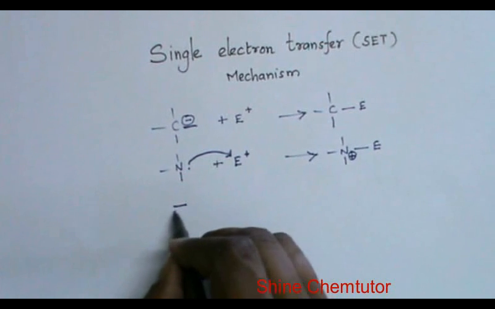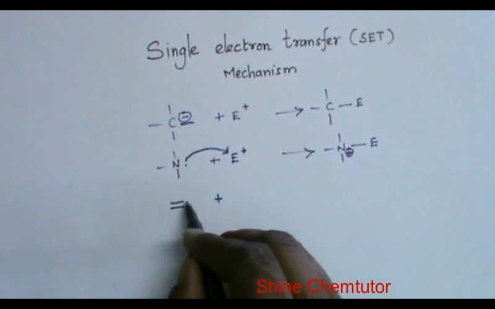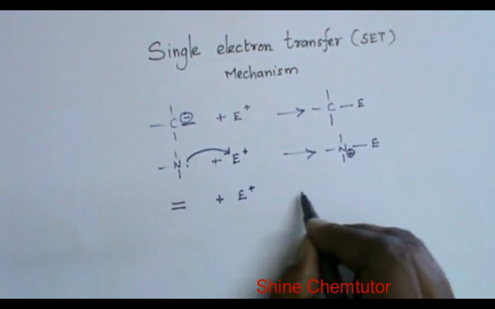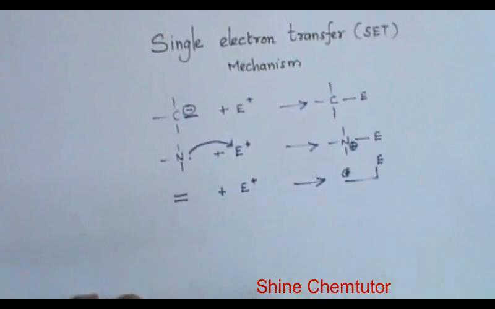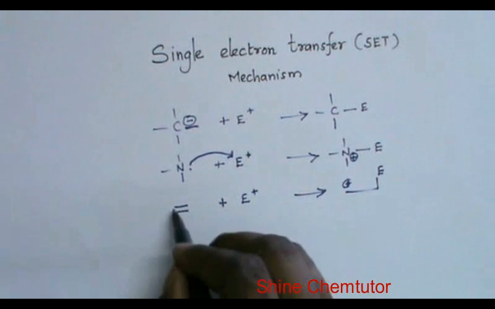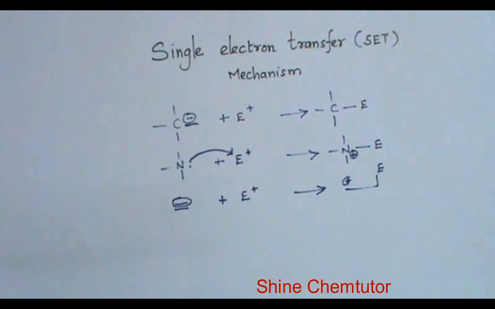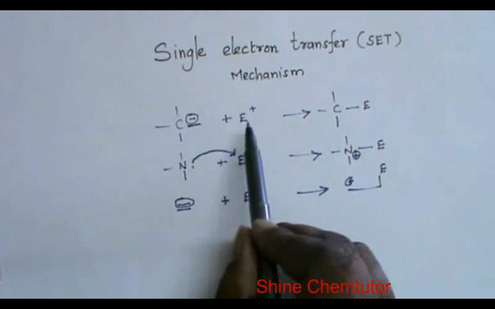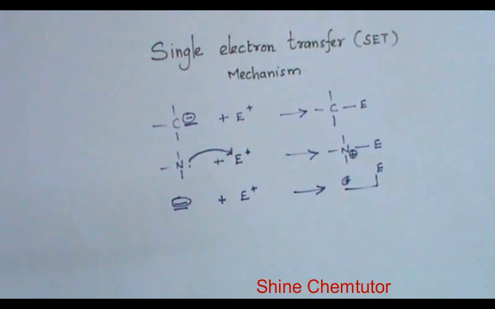Next one, let us go for an alkene. In that case also, this pi bond attacks the electrophile to give this one. Here also, this pi bond is equal to 2 electrons. So in all these cases, 2 electrons are added to the electrophile. Is there any possibility to add 1 electron? Yes, it is possible. We can add 1 electron to the electrophiles.